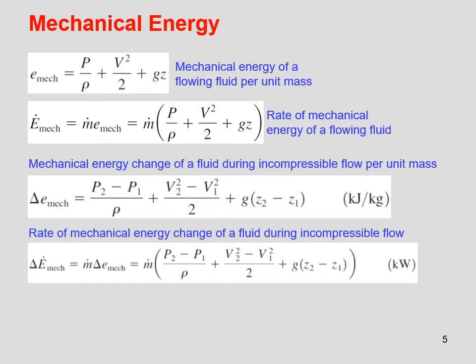So in summary, here's what you have. You have the equation I showed on the last sheet, the mechanical energy of a flowing fluid per unit mass. You have the total energy rate, which is just m dot times E mechanical. Say you have a fluid going through a turbine, you can have a change in mechanical energy. Therefore, it's the pressure difference over the density plus the change in kinetic energy plus the change in potential energy. You can also multiply this equation by m dot and get the rate of mechanical energy change, and this will be in kilowatts.